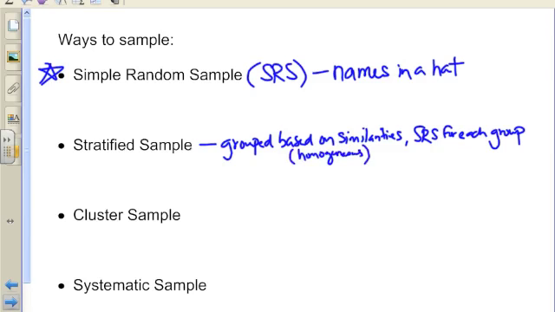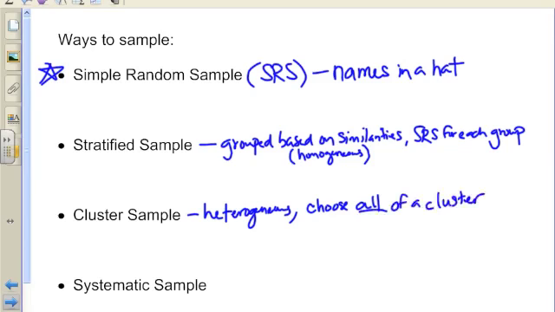Cluster sample, kind of opposite. These are going to be heterogeneous groups where we don't have a lot in common, right? It's a good mix. And then we choose all of a cluster. And I'll go through and give a couple examples. The last is systematic, right? We follow a system. Could be like every 5th person down a list.